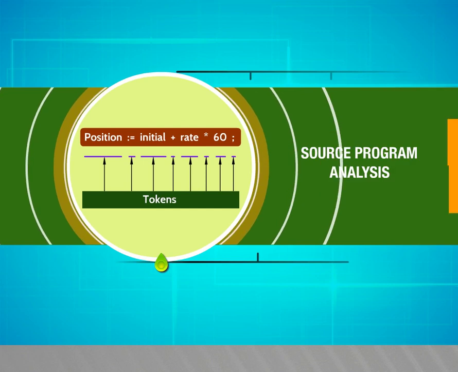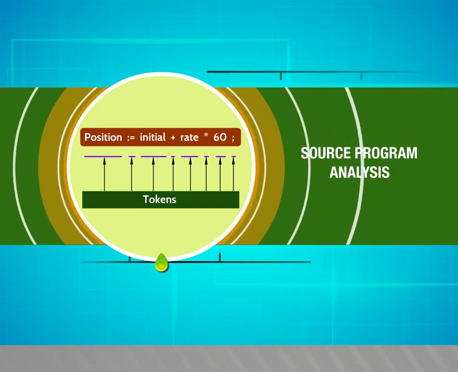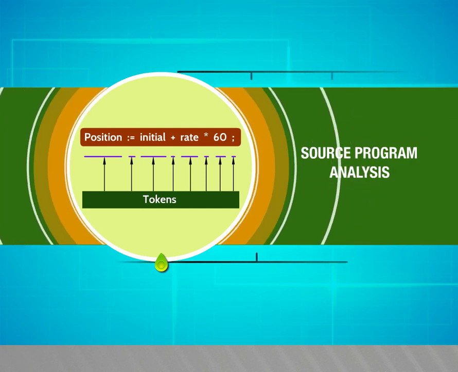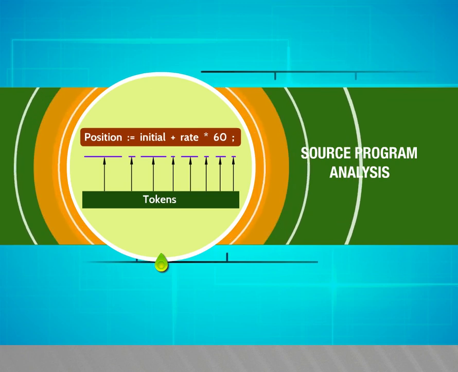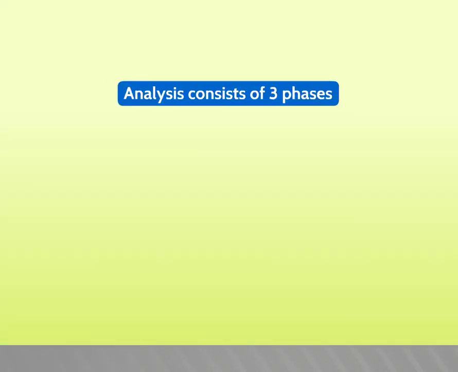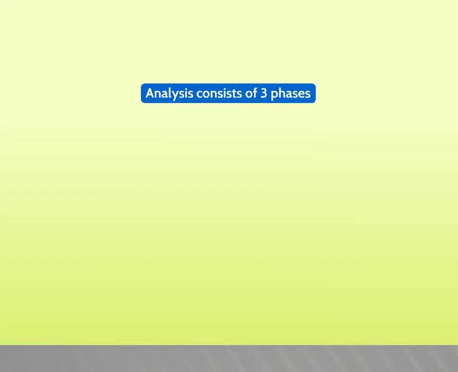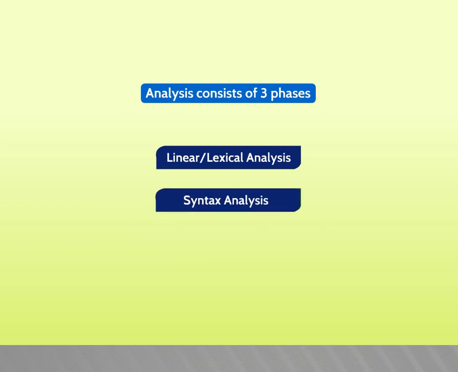Source program analysis. In this video, we are going to see about source program analysis. Analysis consists of three phases: linear or lexical analysis, syntax analysis, semantic analysis.